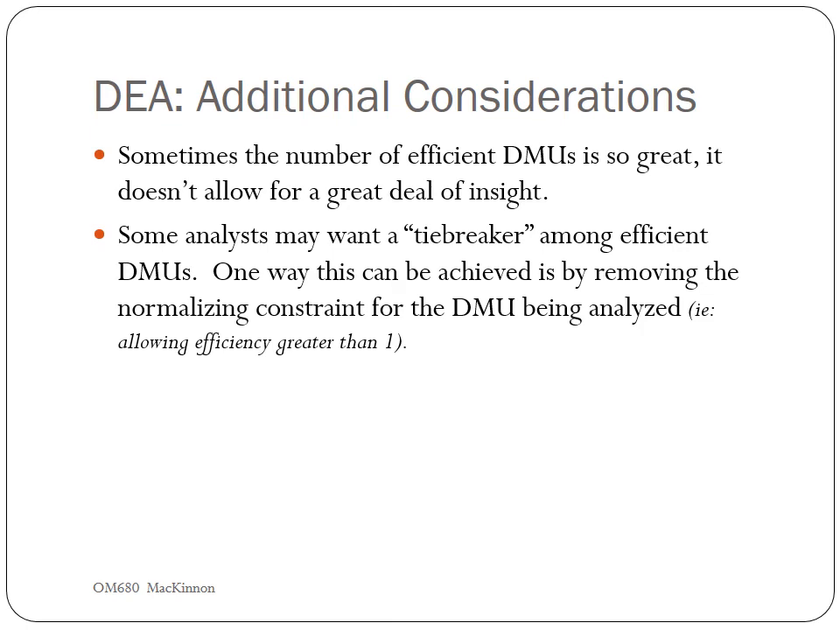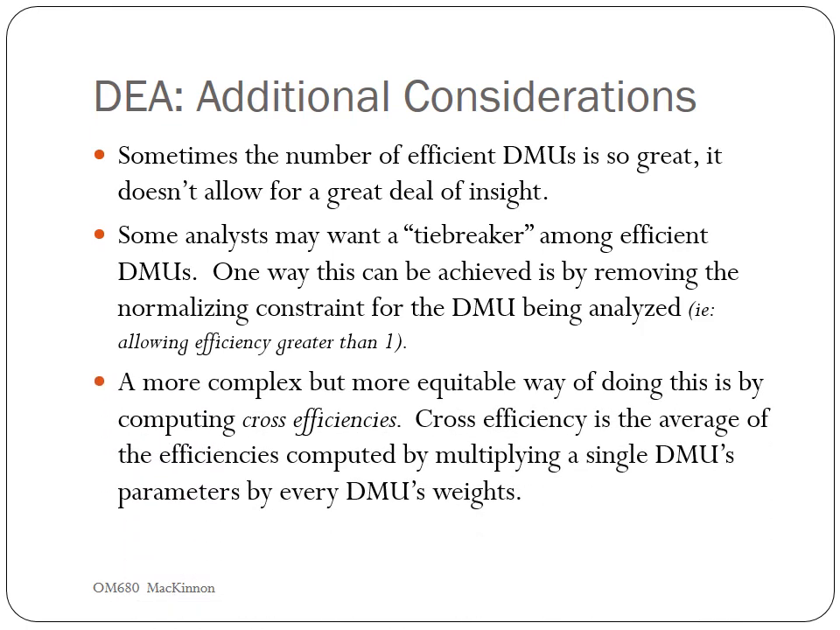All right. There is actually a more complicated but more equitable way of doing this, and that's by computing cross efficiencies. A cross efficiency is the average of the efficiencies computed by multiplying a single DMU's parameters by every other DMU's weights. Now, as a matter of fact, the whole tiebreaker scenario doesn't happen that often because we aren't as interested in the efficient DMUs and which one may be theoretically better. We're actually interested in the inefficient ones.